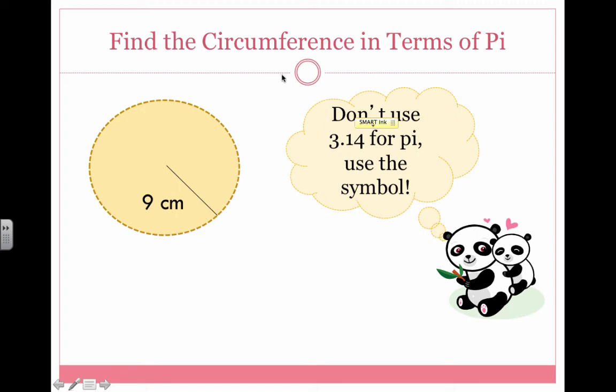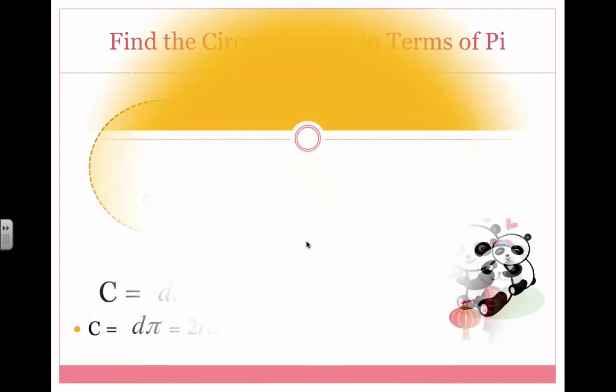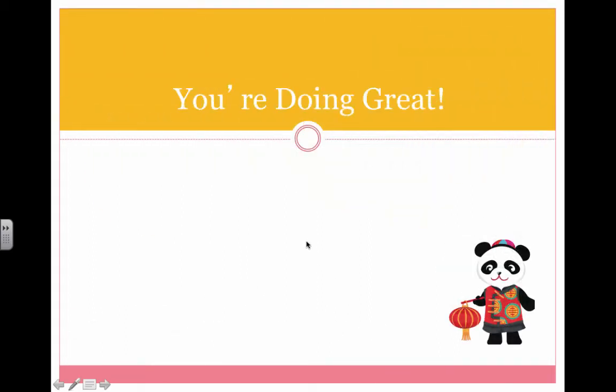All right, find the circumference of this one in terms of pi. Remember, 2r pi is the formula that you're using this time. And we write 2 times 9 times pi, because 9 is the radius, and we get 18 pi centimeters. All right, you're doing great.